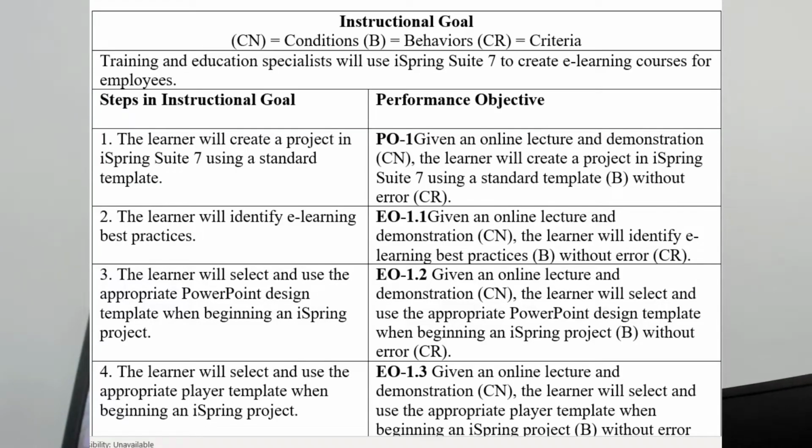Now, of course, as part of my coursework, yes, I did have to follow this model. And I want to show you this. So this was something that I had to put together as part of following the Dick and Carey model. I had to identify an instructional goal. I had to put the steps to the instructional goal. And then as part of each performance objective, I had to identify condition, behavior, and criteria.